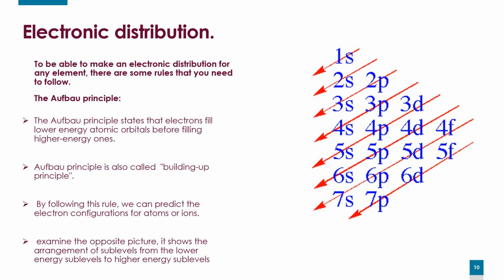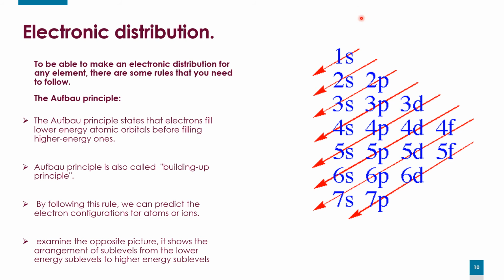Okay, now let's talk a little bit about how to insert electrons in these different orbitals and sublevels. If I need to insert electrons, I need to follow specific rules, and the first rule is the Aufbau principle. What Aufbau is saying is that electrons are going to fill lower energy orbitals first, then they are moving to the higher energy orbitals later. The Aufbau principle is also called the building up principle.